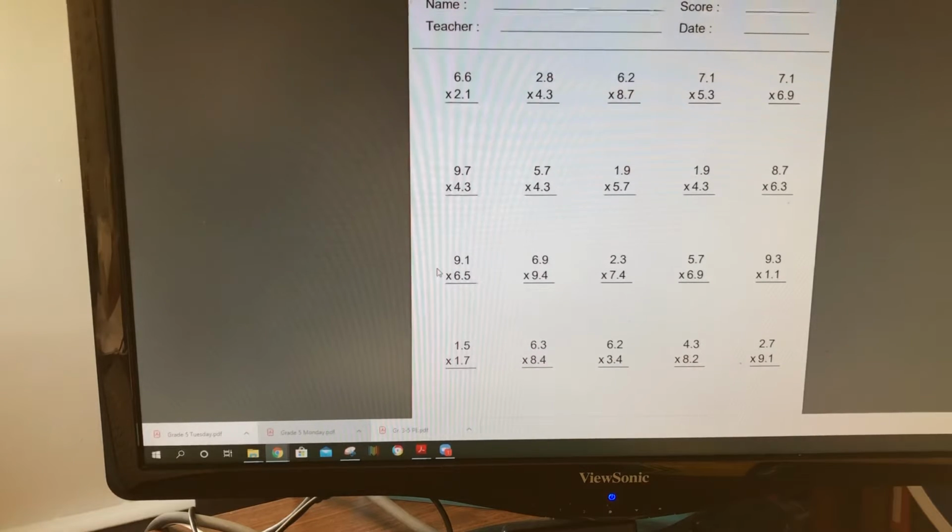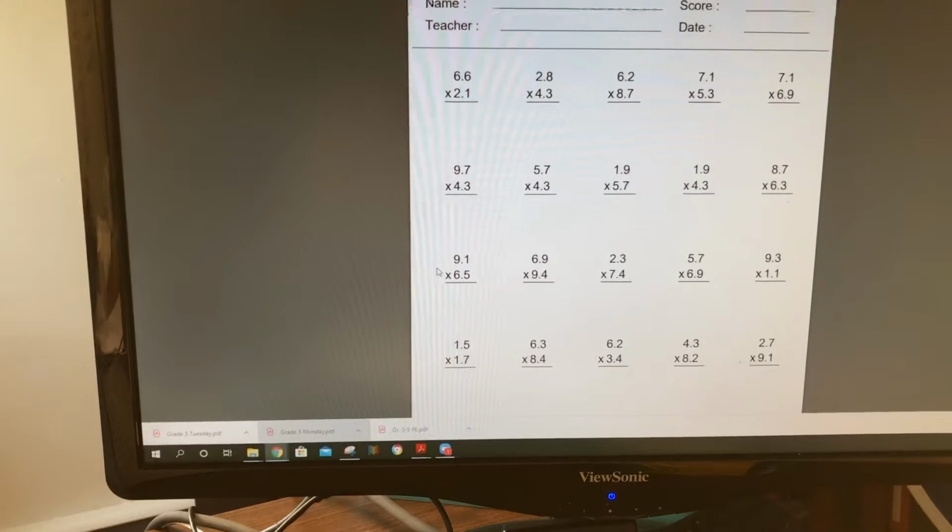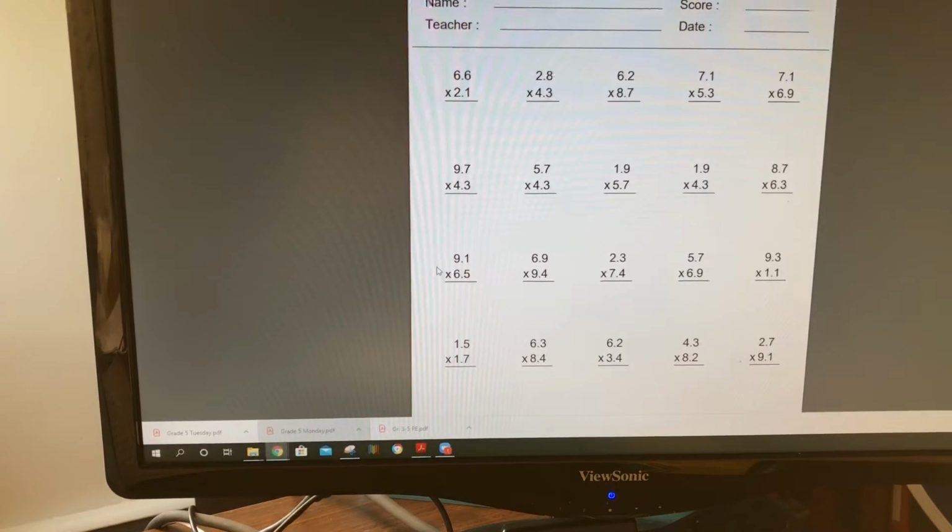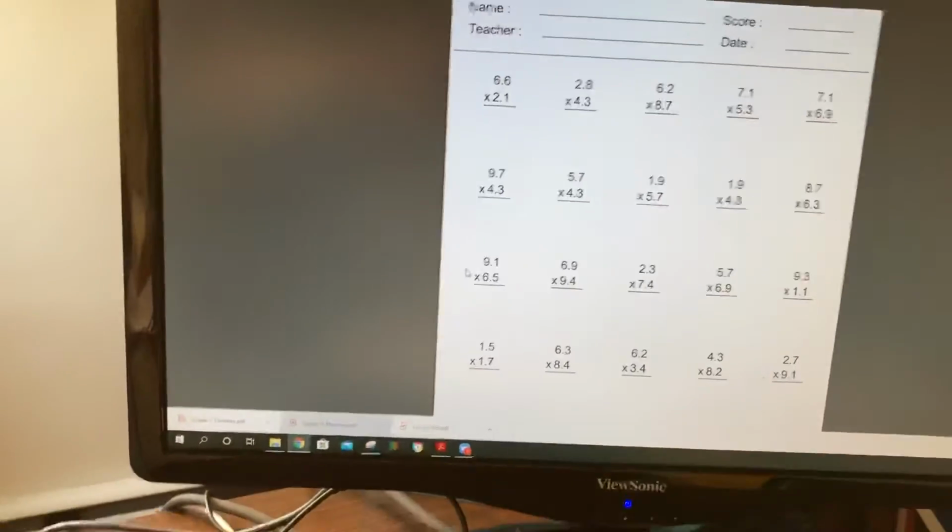So I'm going to show you the way that I would do this. If your parents have a different way, then you can go ahead and use that. If you find a different way online that you prefer, you can use that. But I think that this is probably the easiest way to do it. So I'm going to do the first two questions with you, and then you can do the rest on your own. So I'm just going to do it on paper.